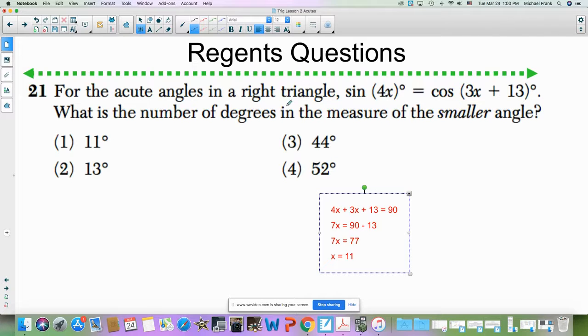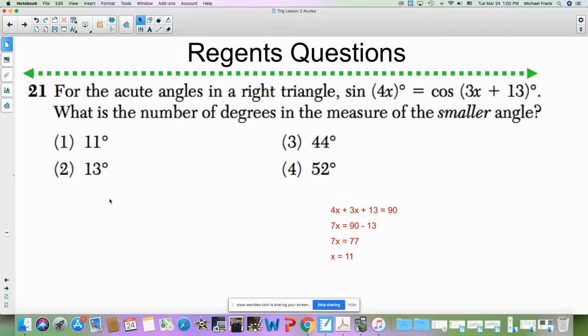However, in this problem, they are not asking for x, right? So always be careful. Once you solve for x, look at the question to see what it is asking. Notice that 11 is one of the answers. They know that a lot of students love to just jump on the x answer. However, the question is, what is the number of degrees in the measure of the smaller angle? Well, I'm not really positive which one's the smaller angle until I substitute into one of them.